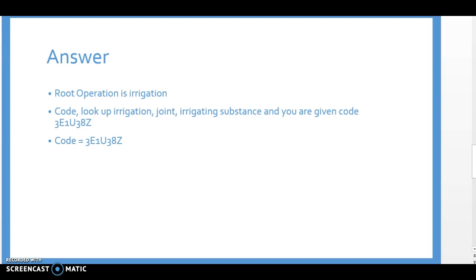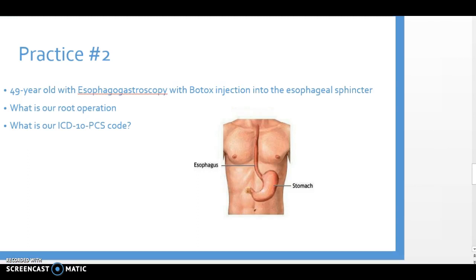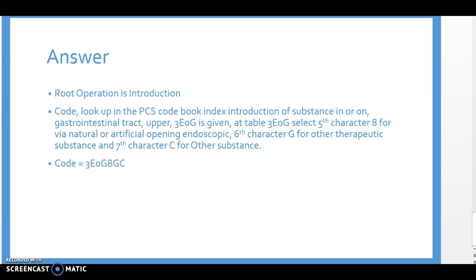Now let's look at another case. So for our practice case 2, we have a 49-year-old patient who's having an esophagogastroscopy with a Botox injection into the esophageal sphincter. So again, you always ask yourself, what is our root operation? And from there, we're going to determine what is our ICD-10-PCS code. So we only had 3 root operations that we could pick from in this administration section. And the one we would pick for the Botox is introduction.